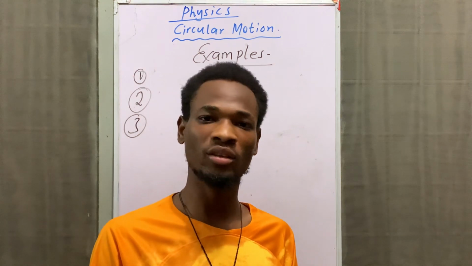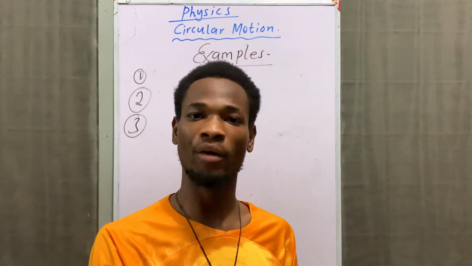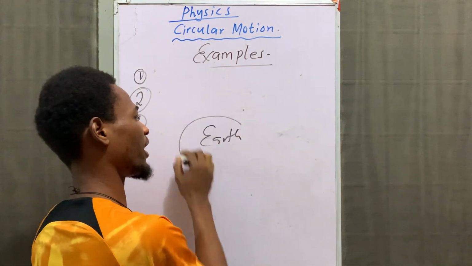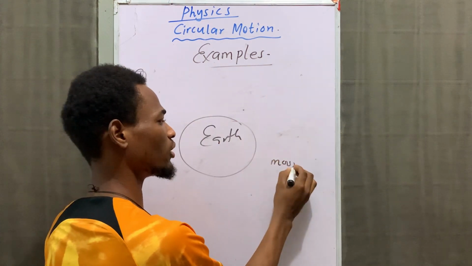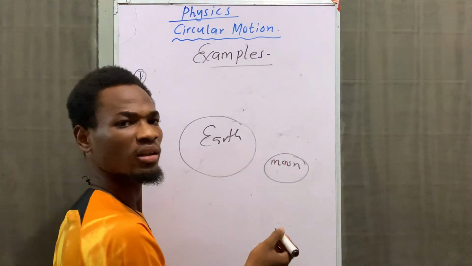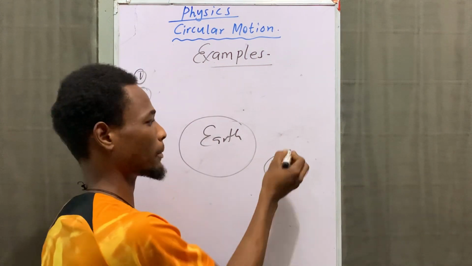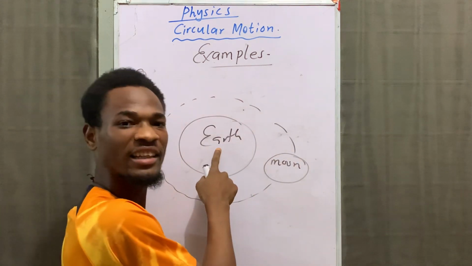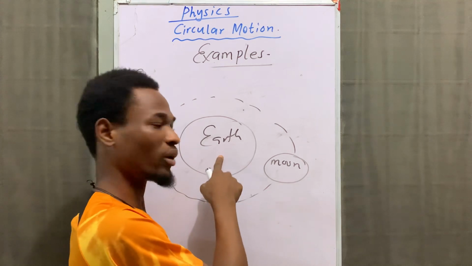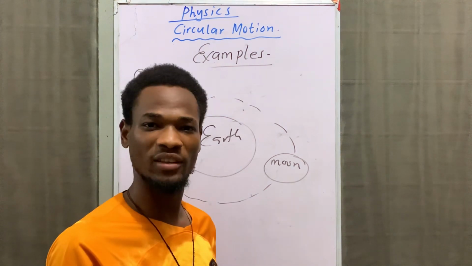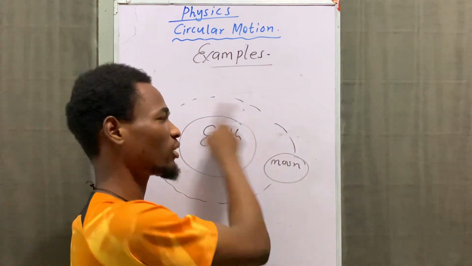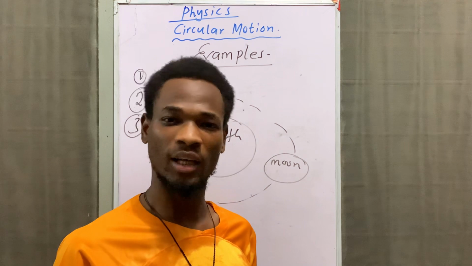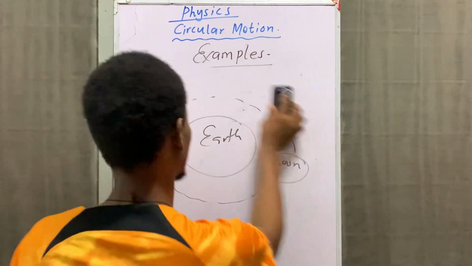And our third example here is the motion of the moon around the earth. So let's say you have the earth over here, and you have, let's say, the moon somewhere here, and it is performing circular motion. You realize that clearly the earth here becomes the center or the axis, and the moon becomes the body. So the motion of the moon around the earth is also considered as an example of a circular motion.